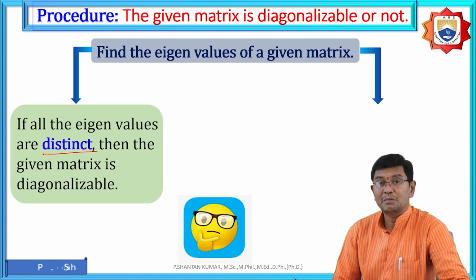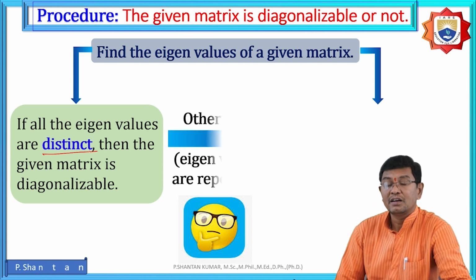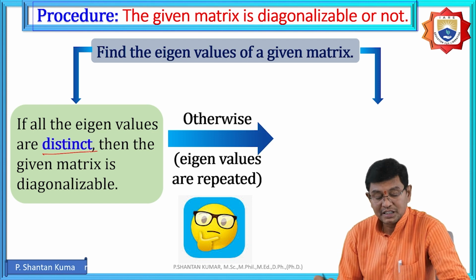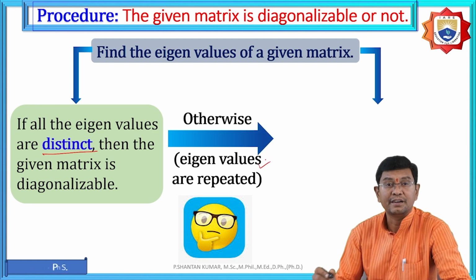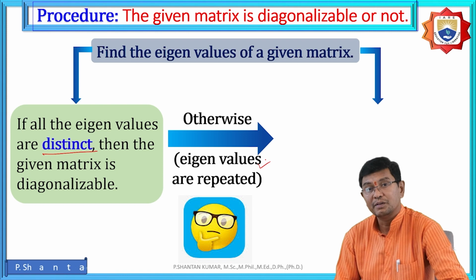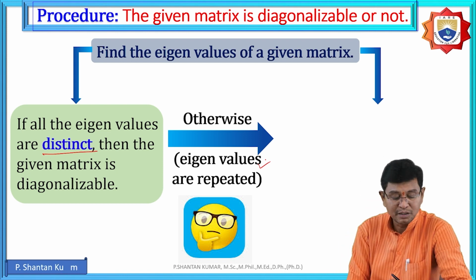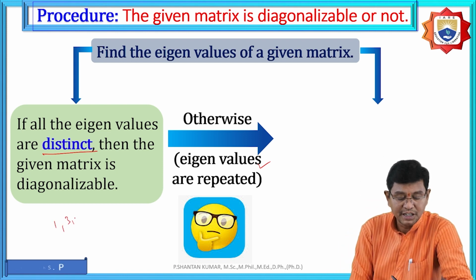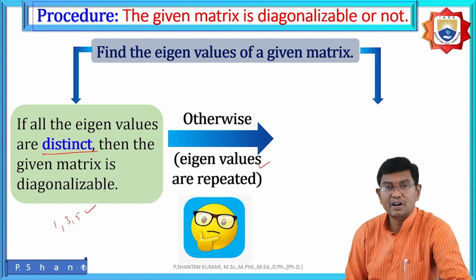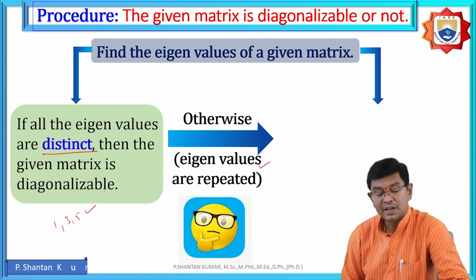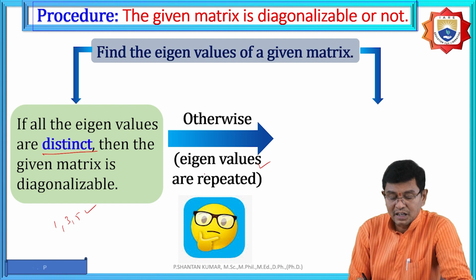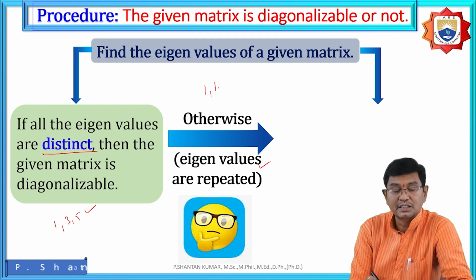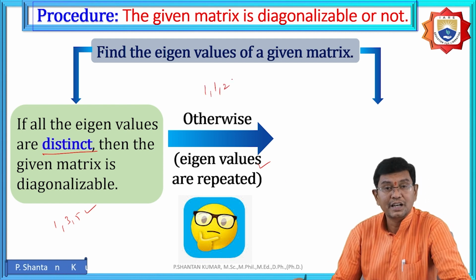In case the eigenvalues are not equal, that means the eigenvalues are repeated. What is the meaning of repeated? For example, if the eigenvalues are 1, 3, 5, by default it is diagonalizable. And for example, if the eigenvalues are repeated, like 1, 1, 2, for example in the matrix.